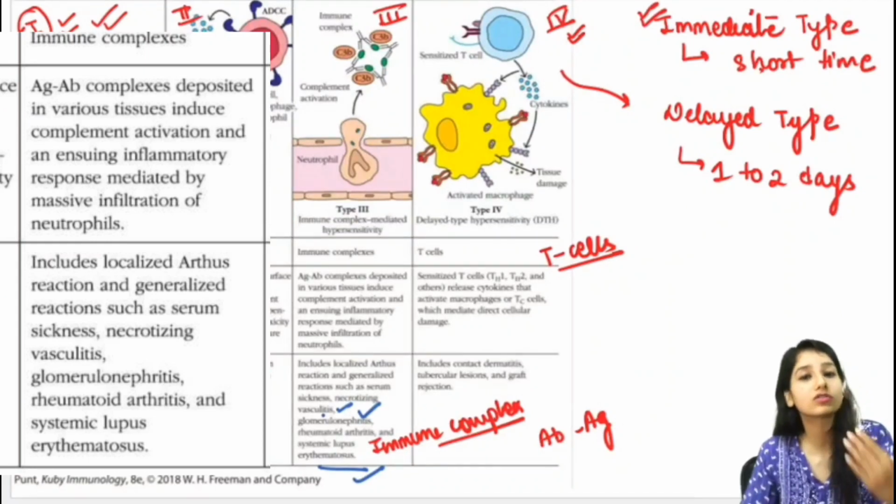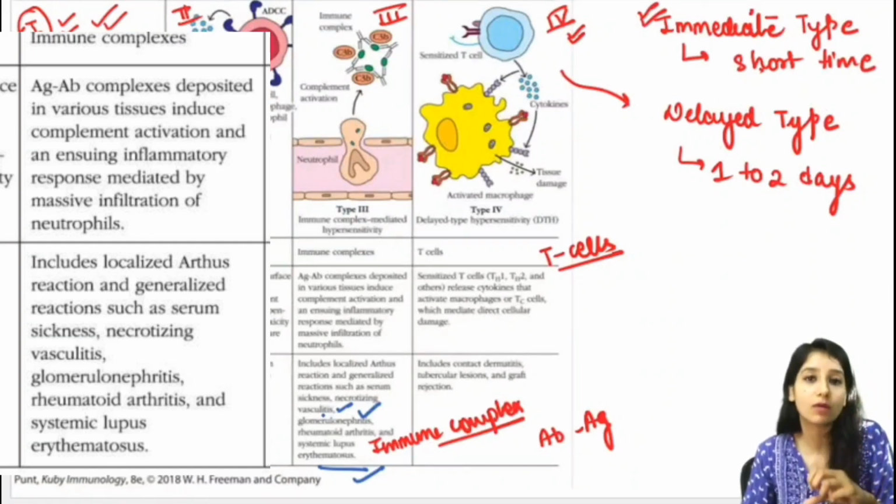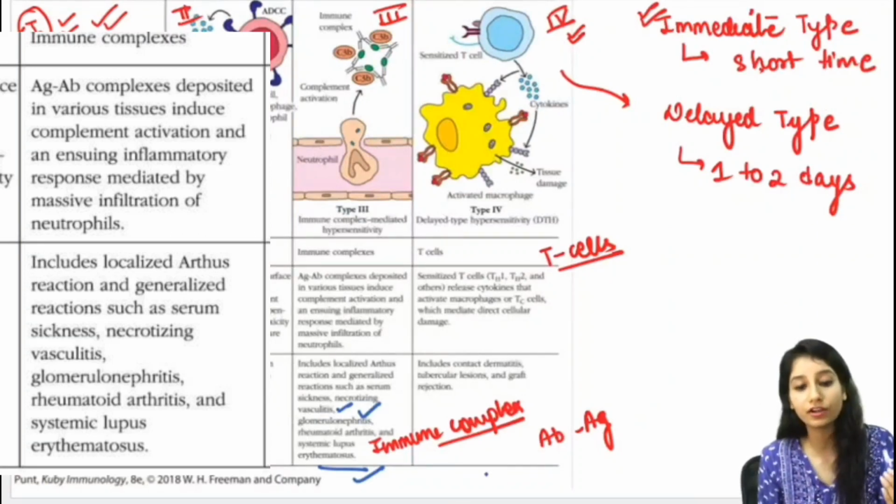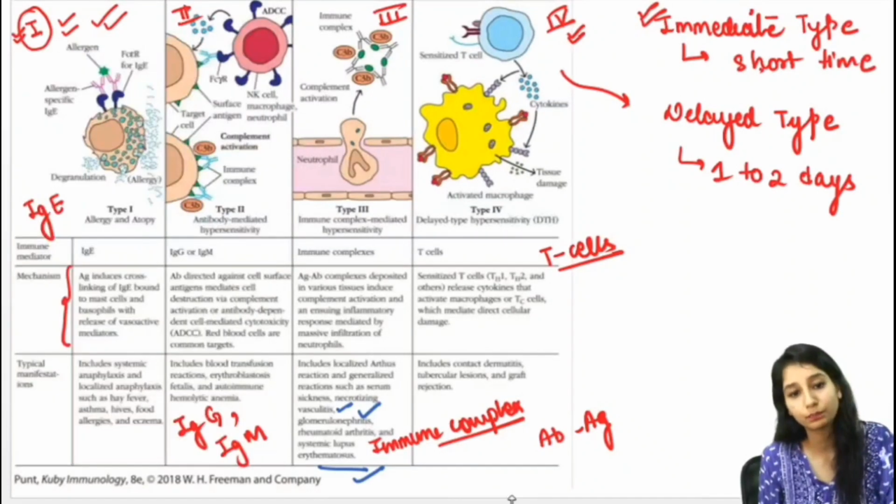glomerulonephritis can occur. What is glomerulonephritis? It is when the antibody antigen complex is bound with the kidney. It has bound with the kidney, so the cells will cause damage to the kidney cells, due to which this can lead to glomerulonephritis. So this kind of condition can occur when some person is suffering from hypersensitivity type 3.